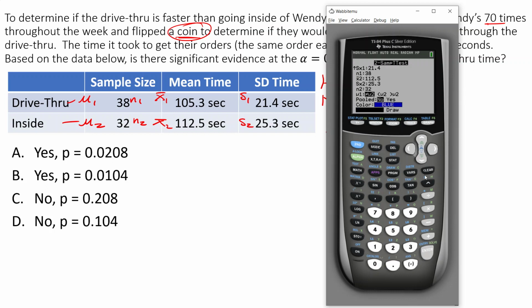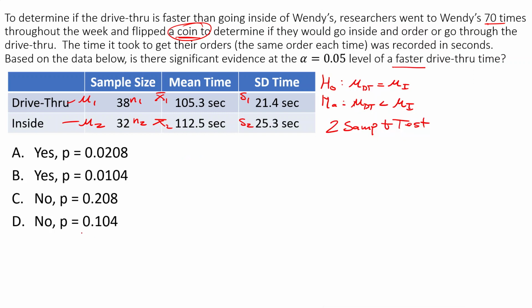Not pooled, and calculate. So here is our t, here's our p-value, 0.104. Oh, that's this guy right here. And that is greater than 0.05, which is our alpha. So we fail to reject our null hypothesis.